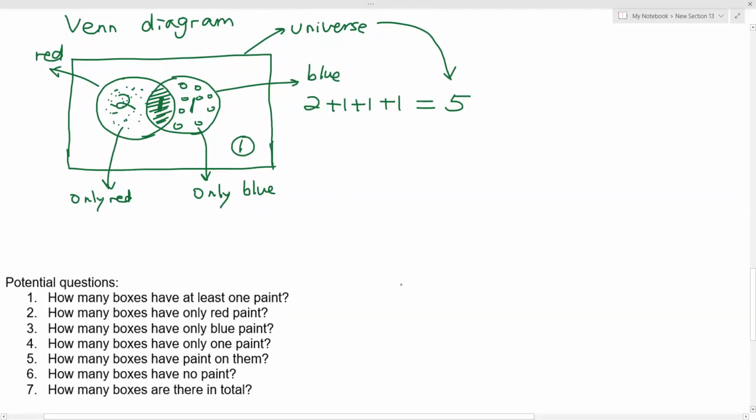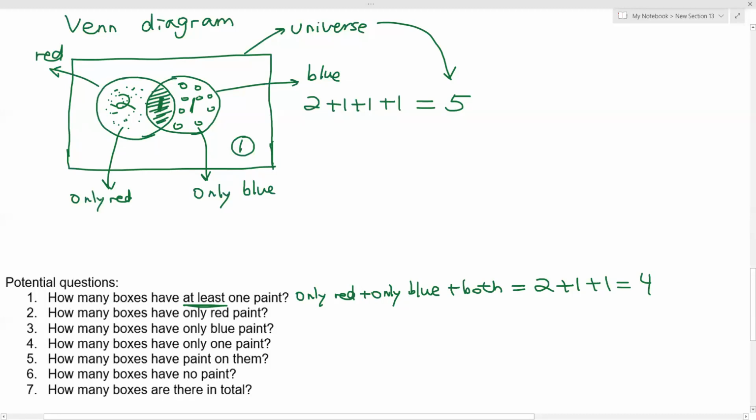Number 1, how many boxes have at least 1? Okay, at least 1, that should include only red plus only blue plus both. Because at least 1, that's 1 paint and 2 paints, right? So only red, we know from there it's 2, and only blue is 1, and 1 for both. So the answer is 4. 4 boxes have at least 1 paint.